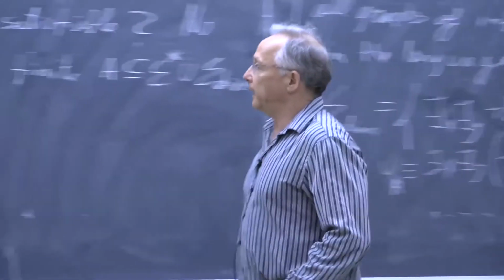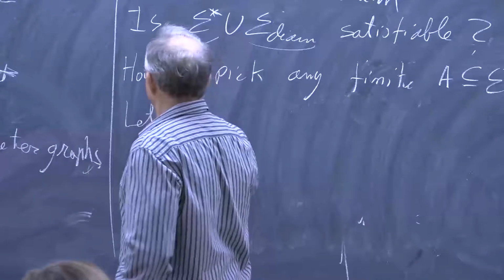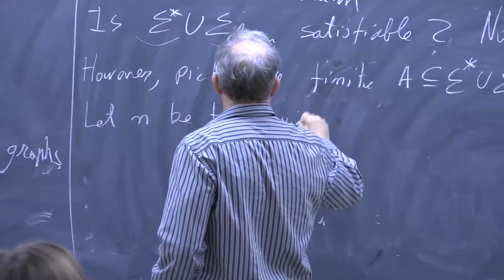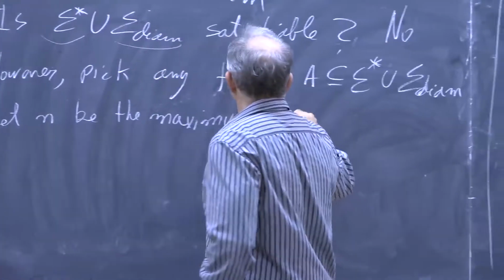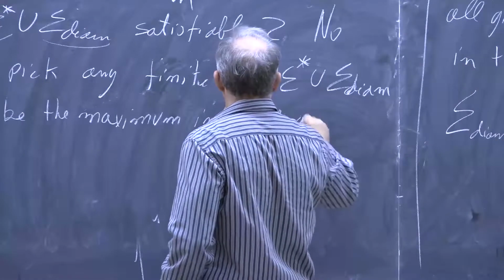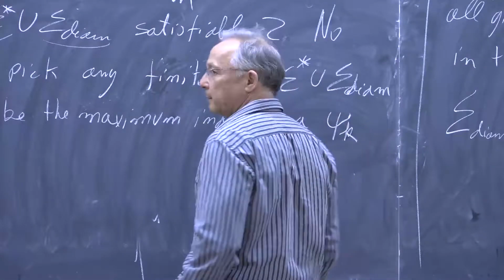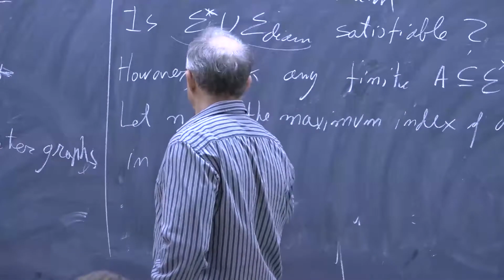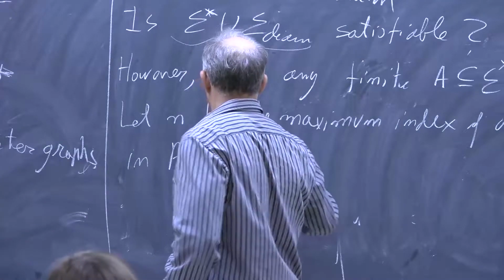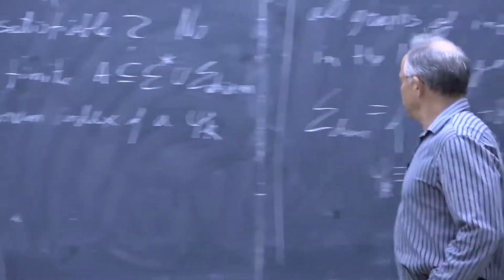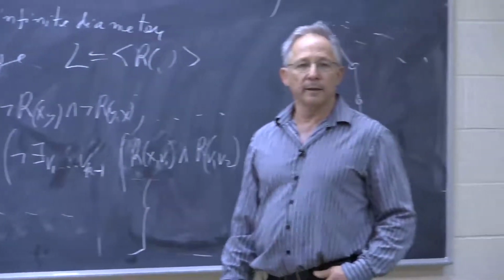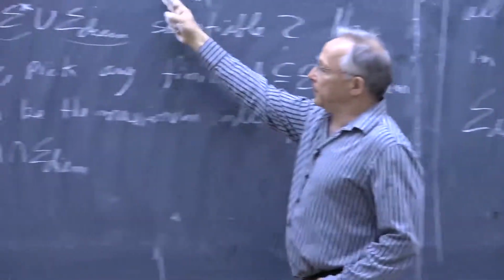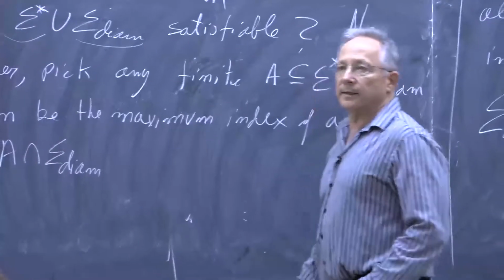So let n be the maximum index of a psi k in A intersection sigma diameter. Remember, sigma diameter is the set of those psi k's, and A is a subset of the union. So I look at the maximum index that got into A. There is such a maximum index since A is finite.